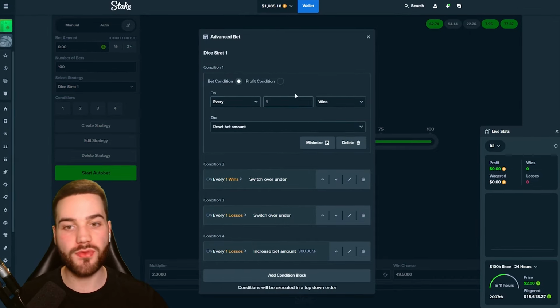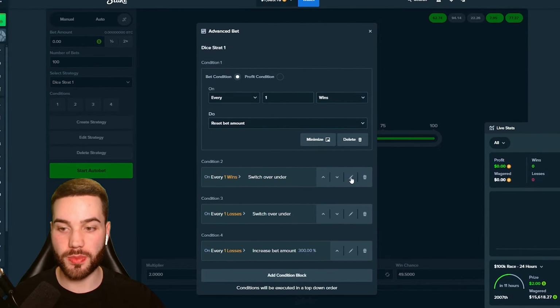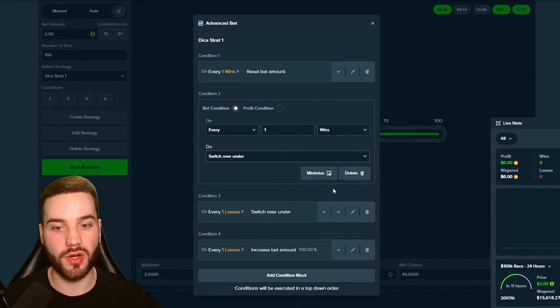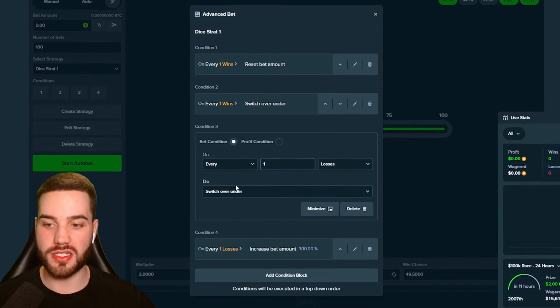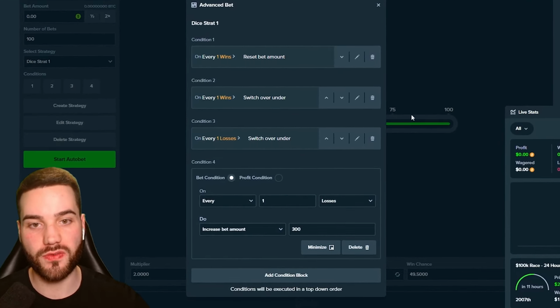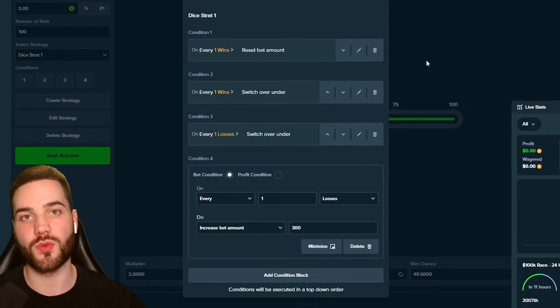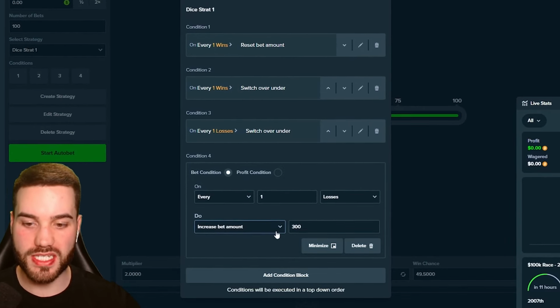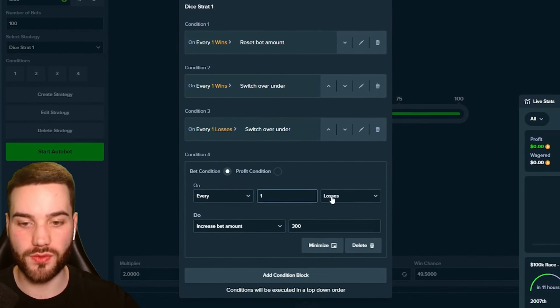Number one, on every one win, you're going to reset your bet amount. Condition number two, on every one win, you're going to switch over under. Number three, on every one loss, you're going to switch over under. And now condition number four, this one is going to save us whenever we start getting some losses: increase bet amount by 300% on every one loss.